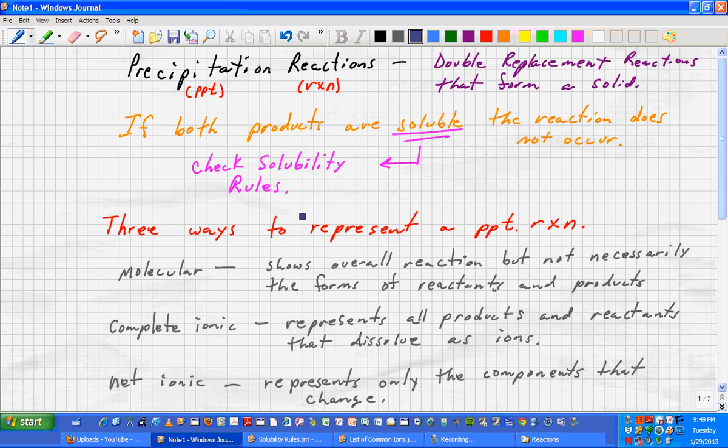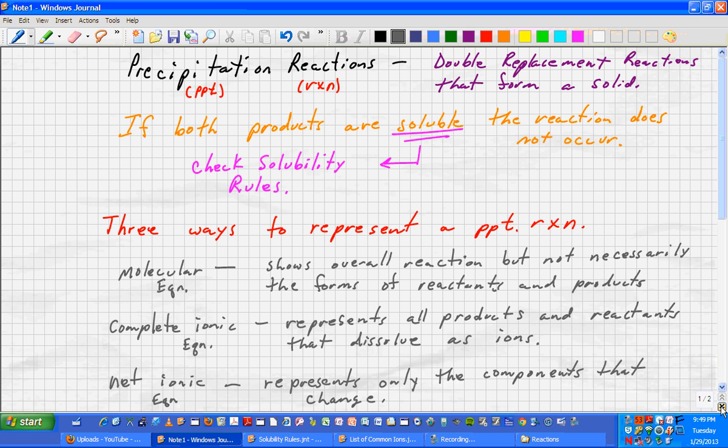There are three different ways to represent a precipitation reaction. One of them is through a molecular equation. The molecular equation shows the overall reaction, but it doesn't necessarily show the forms that the reactants and products are in. A complete ionic equation represents all products and reactants that dissolve as ions. And then the net ionic equation represents only the components in the reaction that change.